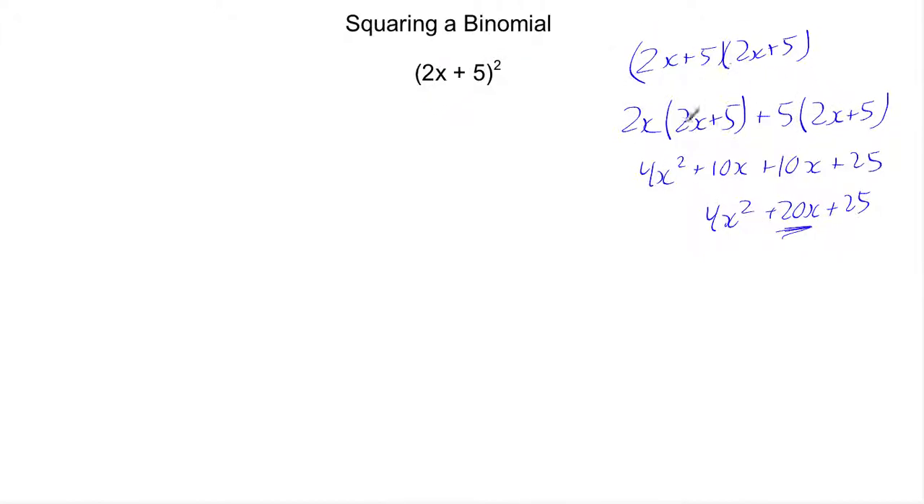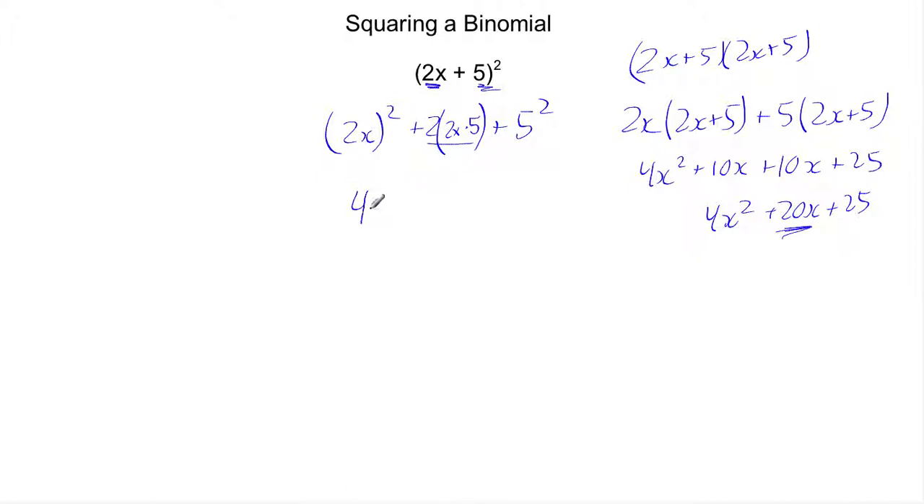Now this is good, but this looks like a lot of work. There is a shortcut here. It's where you square the first term, so 2x. You square the last term, 5, but then there's going to be this middle term here, which again is one that a lot of people forget. What you do is you double the product. Double means you multiply by 2. So I do 2 times 2x times 5.